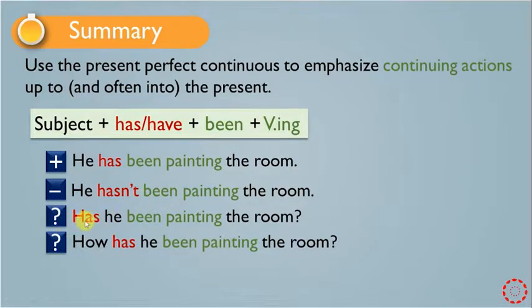And this is the question one. We put has at the beginning. We say, has he been painting the room? And the last one is the WH question, where we say, how has he been painting the room? And we can say, when has he been painting the room?